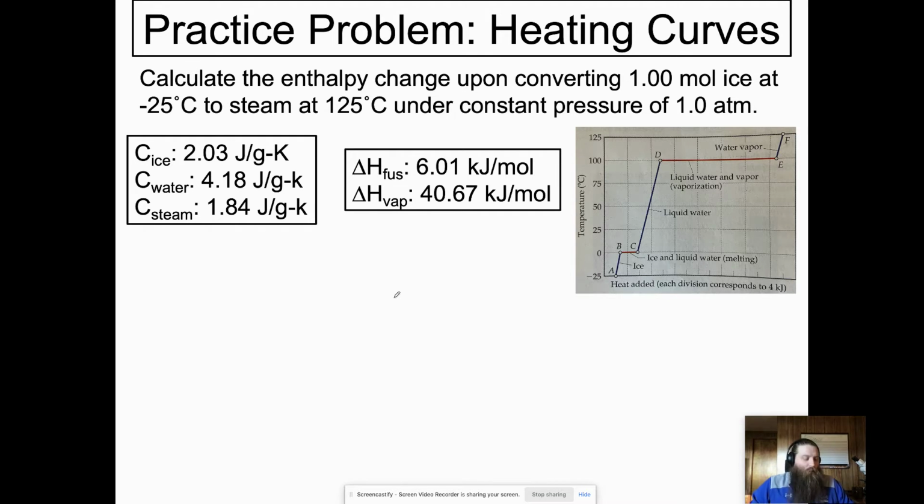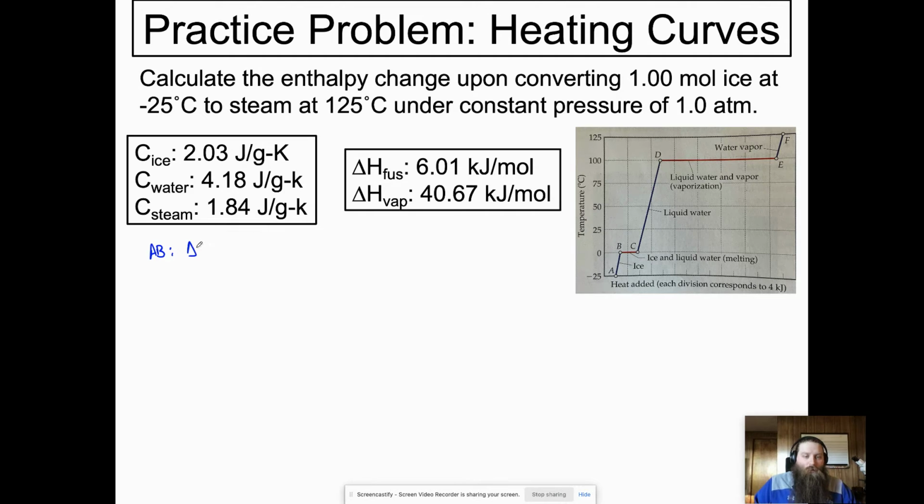So in order to accomplish this, we're actually going to employ Hess's law. We're going to sum the parts in order to find the enthalpy change of the whole. And so we're just going to jump right into this. I'm starting with ice at -25 degrees. So that's right here at point A. And we're going to go from A to B first, because basically we're going to sum each leg of this graph.